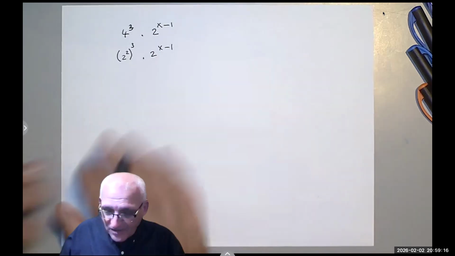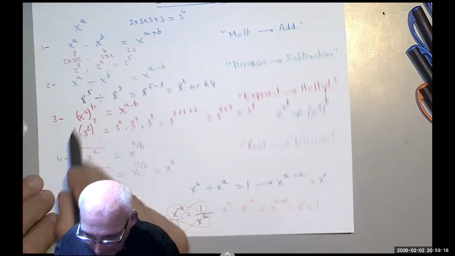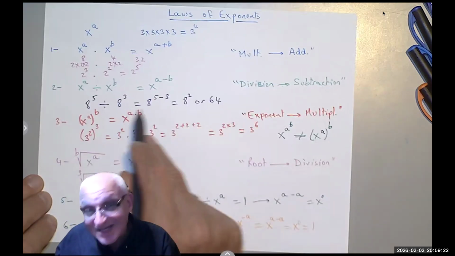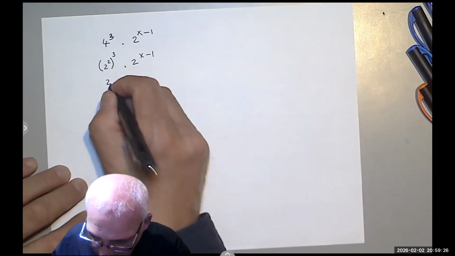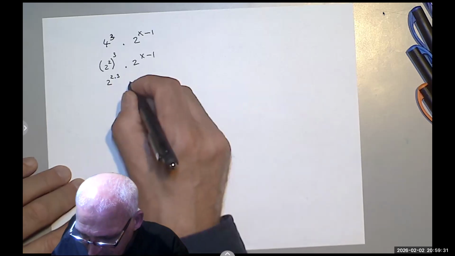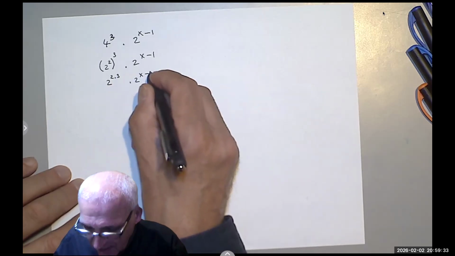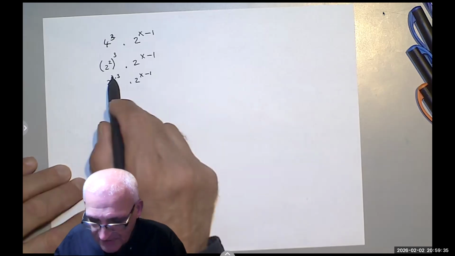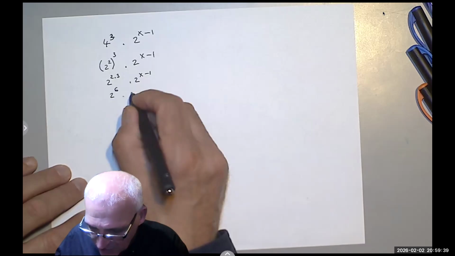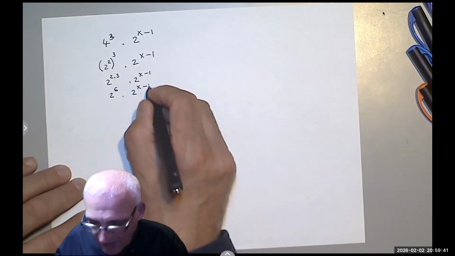If I go back to the 3rd rule, it told me x to the a to the b is x to the a times b. So this can be written as 2 to the 2 times 3 times 2 to the x minus 1. 2 times 3 is 6. So this is 2 to the 6 times 2 to the x minus 1.